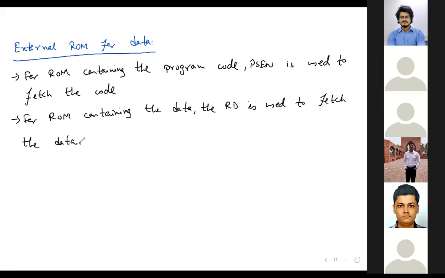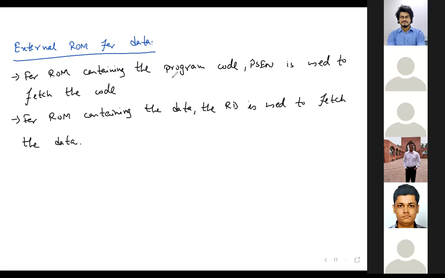Okay, so this is the last one. So now say you have got two ROMs, okay? So we are talking about ROM from the very beginning, and we saw that the ROM can be used for both program code and for data as well. So to fetch the data, we need to use the instruction move X, and to fetch the code, we need to use the instruction move C, as we have seen.